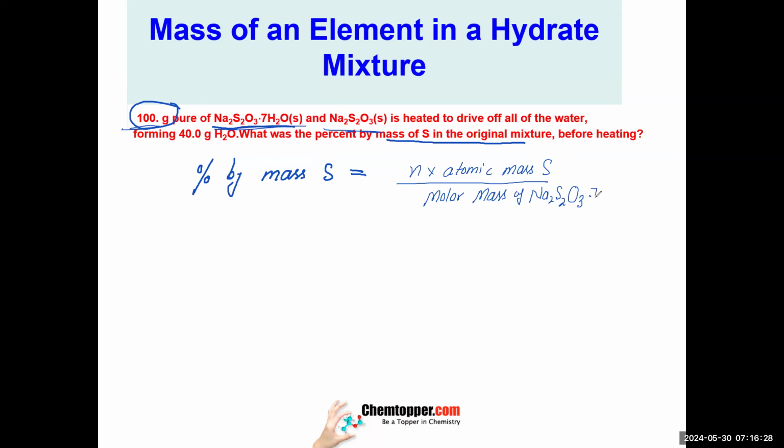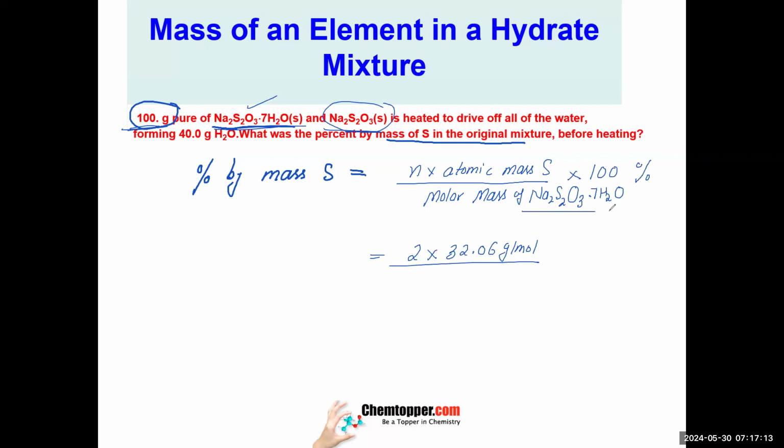They are asking me to calculate the percent mass of the 100 grams, so I will take the 7H2O also. Understand that, because they are asking the mass of sulfur in the original 100 gram mixture, multiplied by 100%. You're understanding here? So don't work with this, work with this. How many atoms of sulfur are there? 2. What's the atomic mass of sulfur? Look at the periodic table. 32.06, units grams per mole.